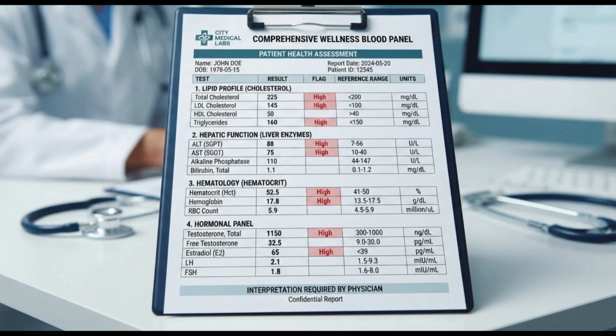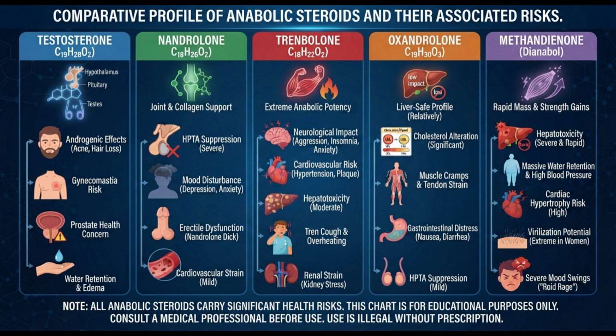Different compound, different risk. So there isn't really a single answer to the question, which steroid is best? Testosterone has one profile. Nandrolone has another. Trenbolone has a much different risk profile. Oral compounds such as oxandrolone and methandienone have their own concerns. Choosing a compound isn't simply choosing between more or less muscle. It's also choosing a different set of biological effects and potential complications.